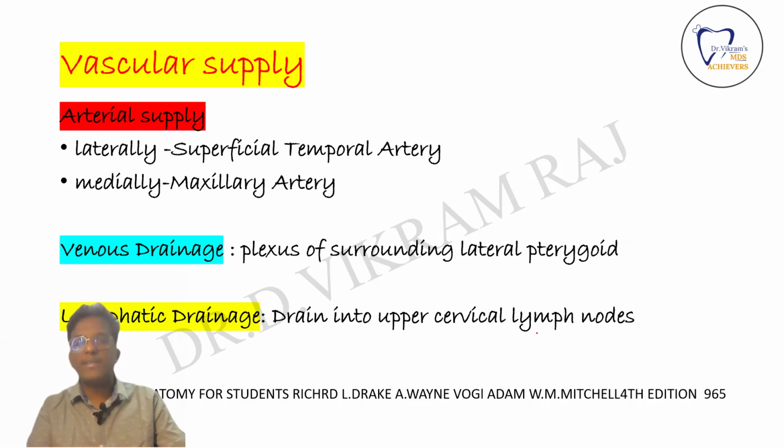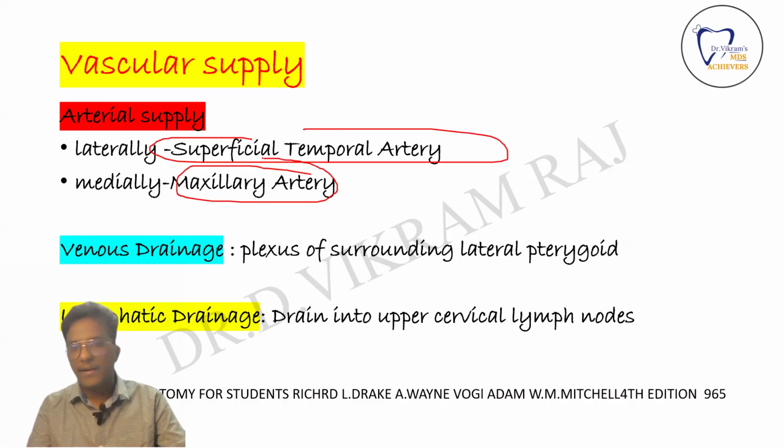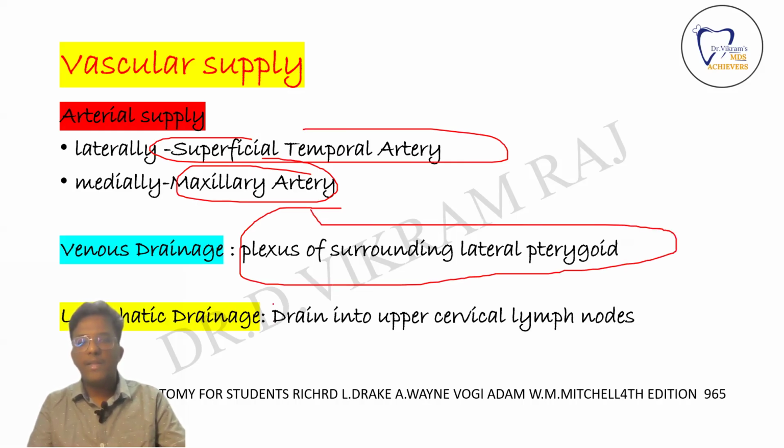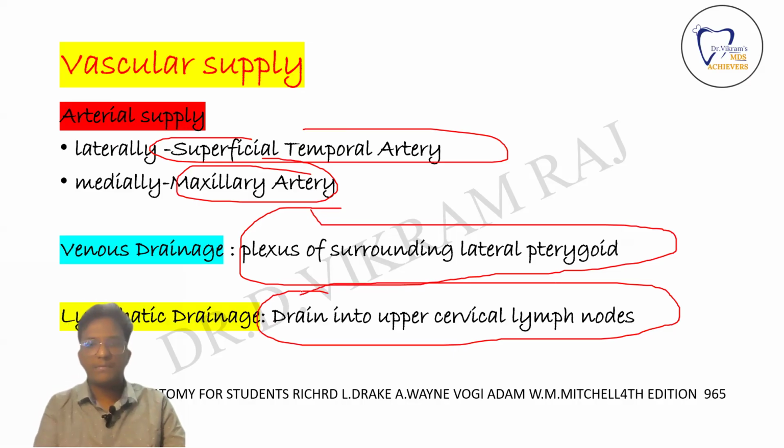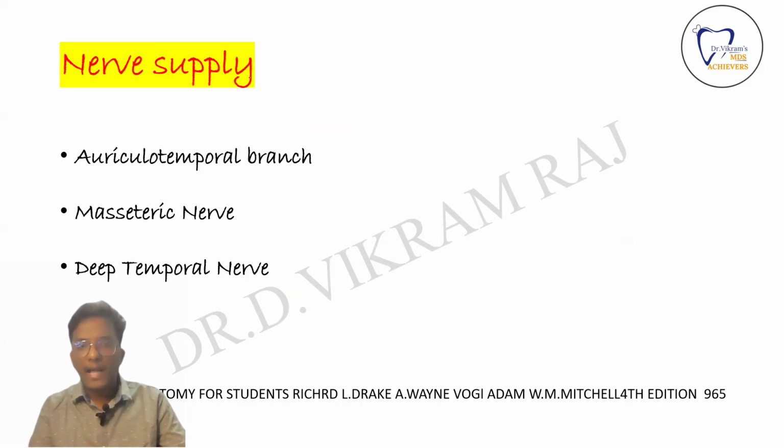And vascular supply: arterial supply is lateral and medial. Laterally it receives the superficial temporal artery, whereas medially it is the maxillary artery. Venous drainage is by the plexus surrounding the lateral pterygoid, and lymphatic drainage is into the upper cervical lymph nodes.